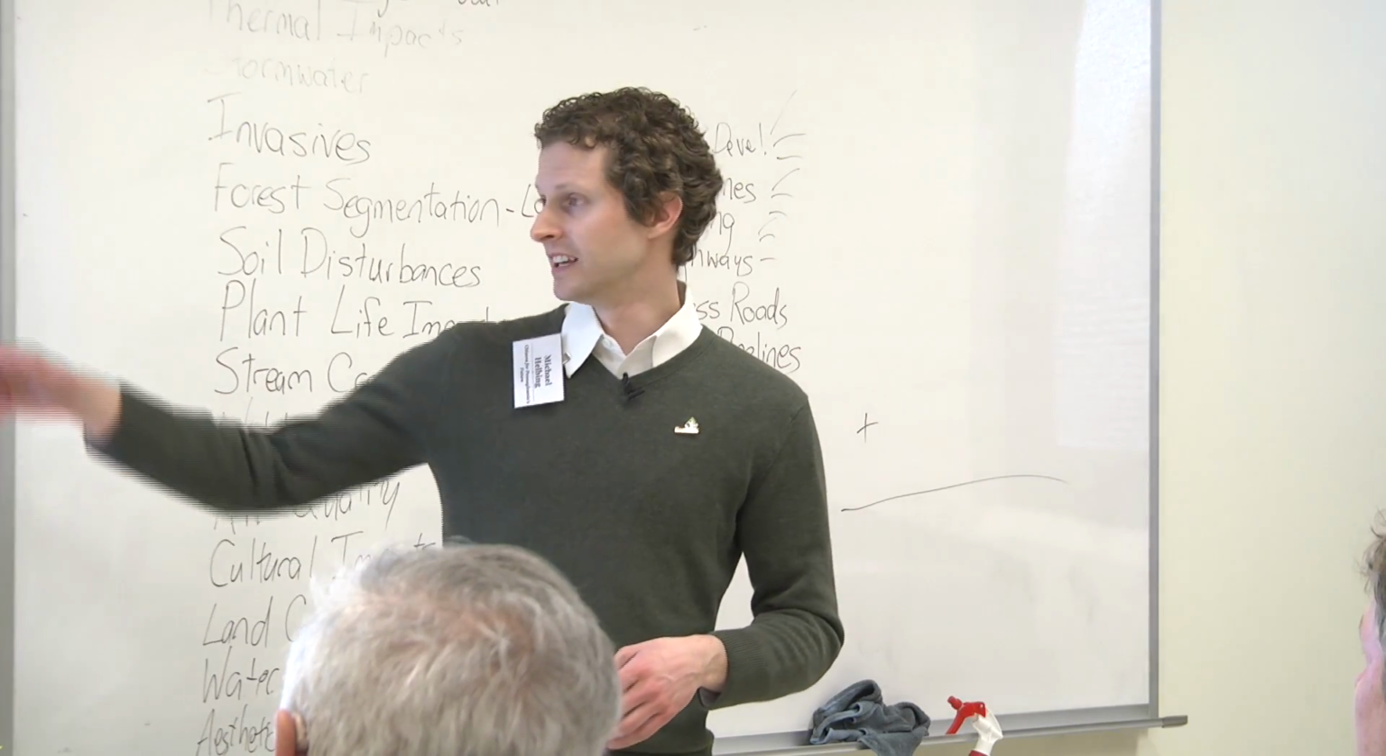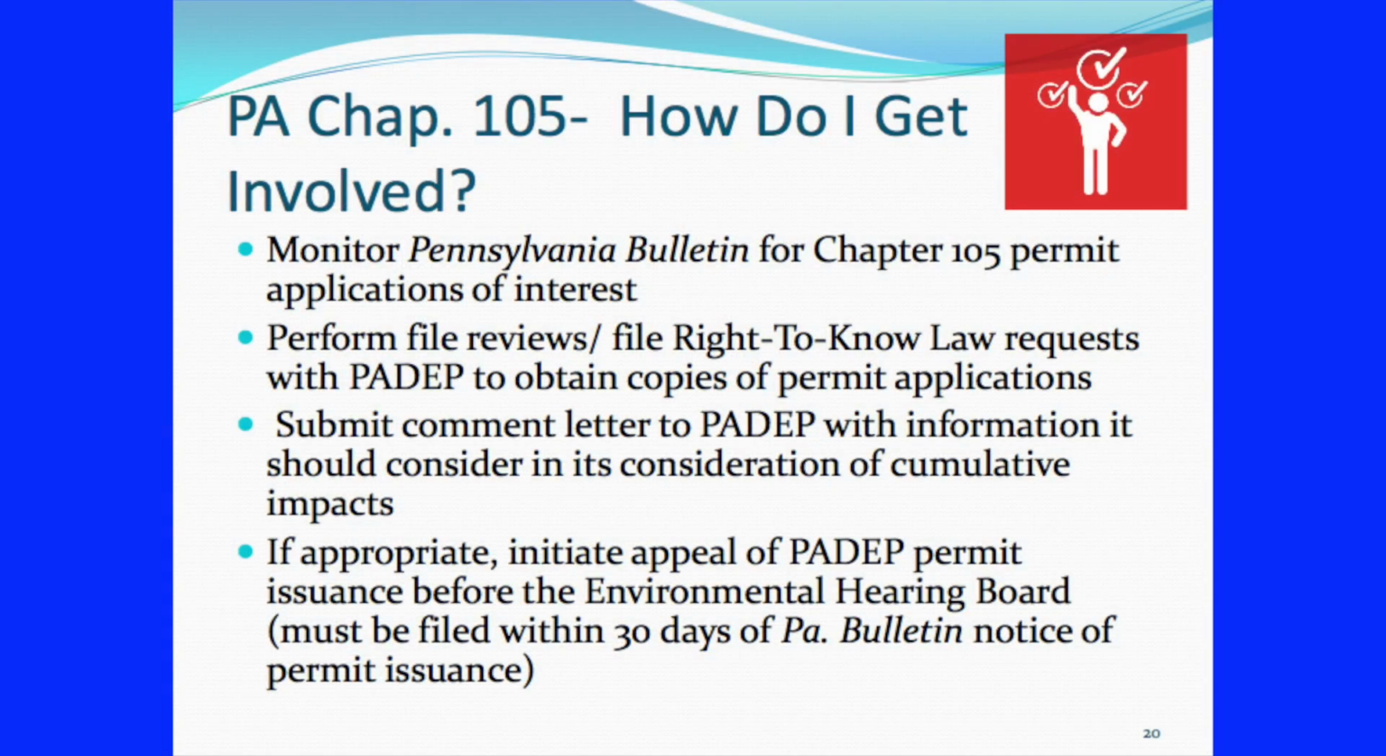If you do find an application, you can get a copy of the application from DEP. You can do that by performing a file review, which means going into a DEP office yourself. You have to set this up in advance, but the forms for that are online too. You'd have access to make a copy of the file, and you can look at the file and review what's in there.